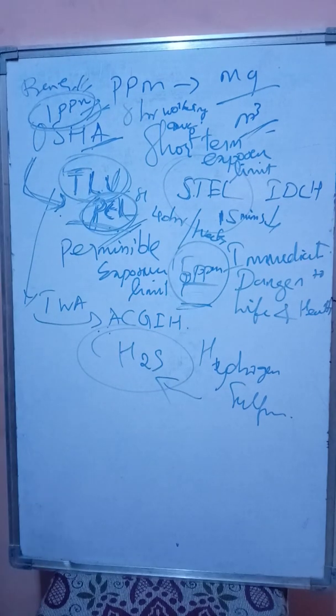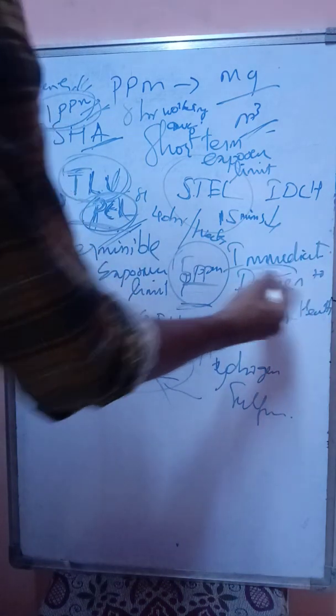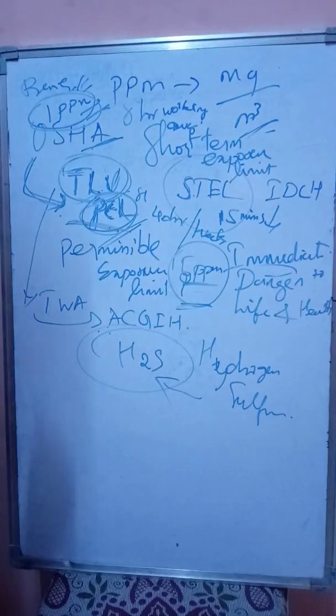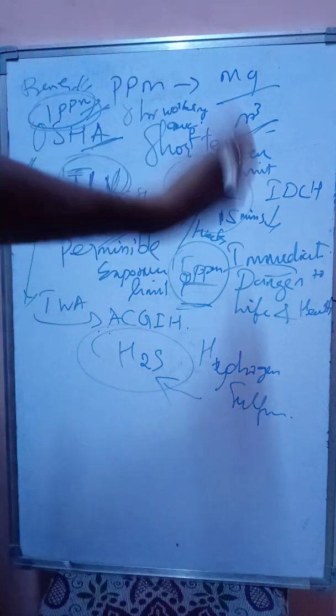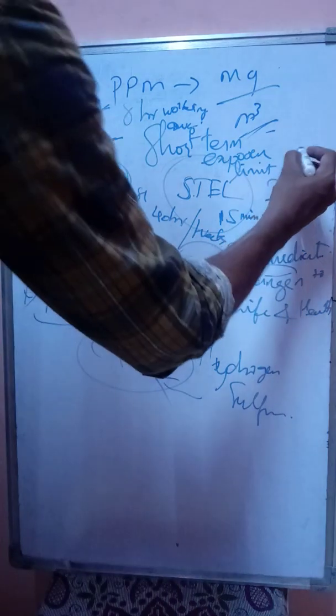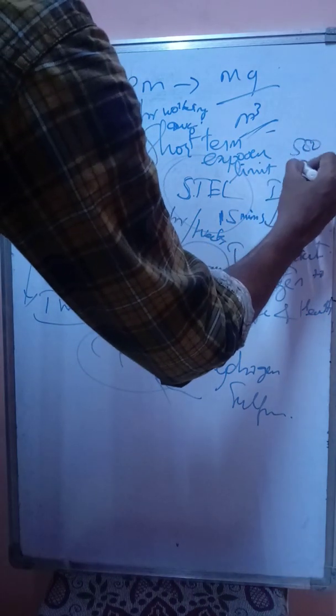Then IDLH is immediate danger to life and health, and the term itself tells us it is very dangerous. It can cause either immediate or later adverse health effects when you are exposed to the concentration of benzene given as 500 ppm.